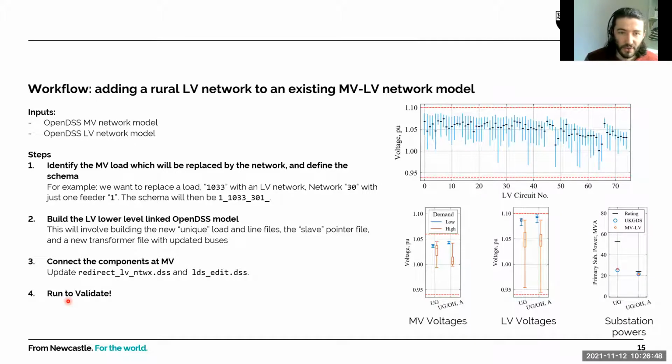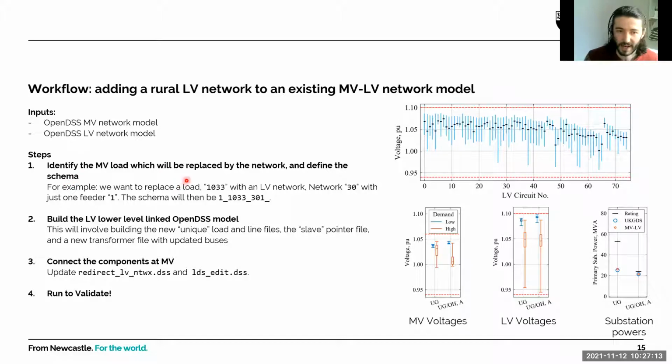So if you wanted to add a rural low voltage network to an existing model, I'm going to assume that you already have the MV network model, which you could just take from this GitHub. And then you've already got some low voltage network model, which you're happy that it works. So the first thing that you would do is define that schema, that naming convention.